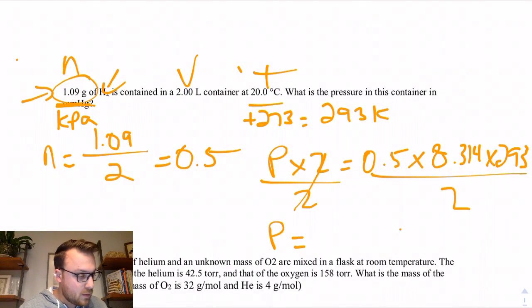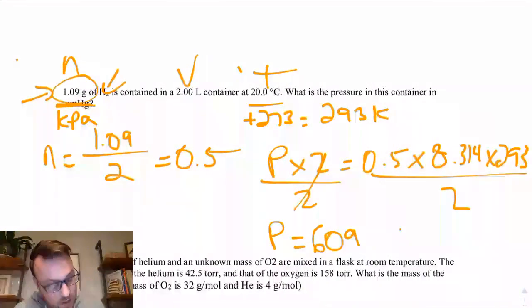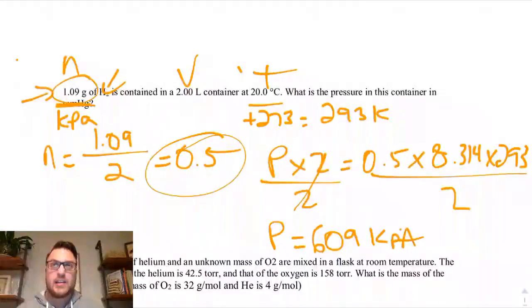And you will get, in this case, 609. I think in class, when we didn't round this number to 0.5, we got like 660, something like that. But I rounded to 0.5 just to move along quicker. That's pretty basic PV=nRT, a little two-step PV=nRT problem.